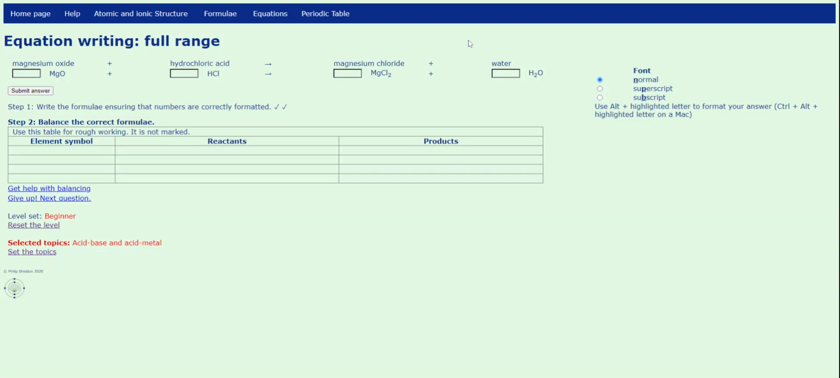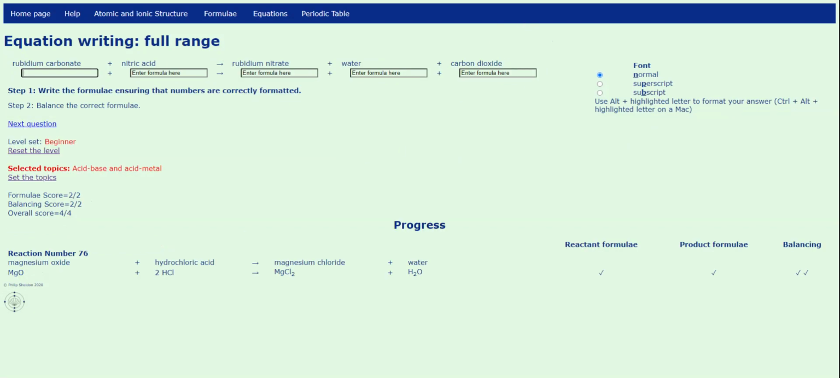So I'm going to press OK to cancel that, and it'll start again, and this time it's going to be 2HCl and H2O. Submit the answer, and this time it's correct, and what we've written appears down at the bottom here, with the markings. We've got the reactant formulae correct, the product formulae correct, and we've done the balancing without using the help with balancing, which you can get if you want to.